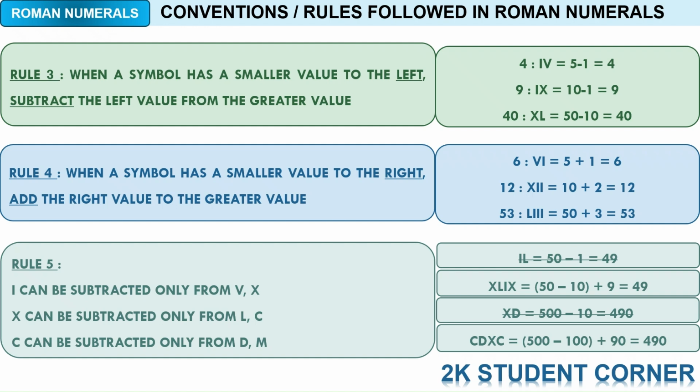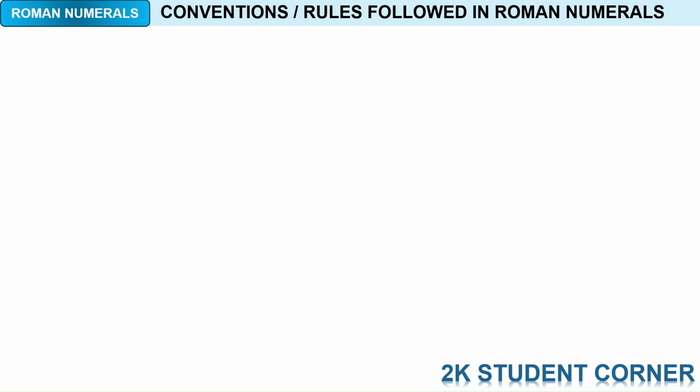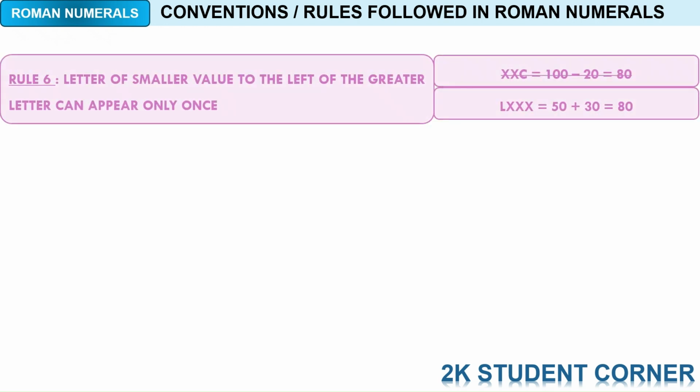In the same way, X cannot be subtracted from D. To get 490, subtract C from D, then add the Roman numeral for 90, which is C minus X. Note, subtraction is possible only with the next two nearer letters. Rule 6. A letter of smaller value can appear only once to the left of a greater value. This we have seen in all numbers ending with 4 and 9.